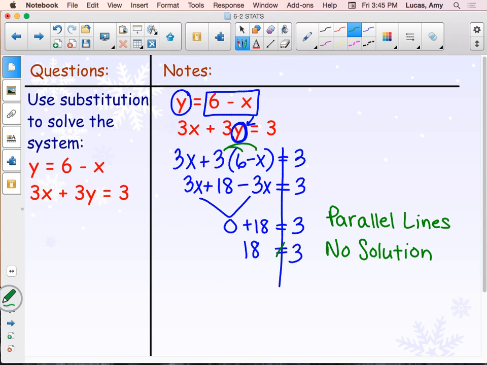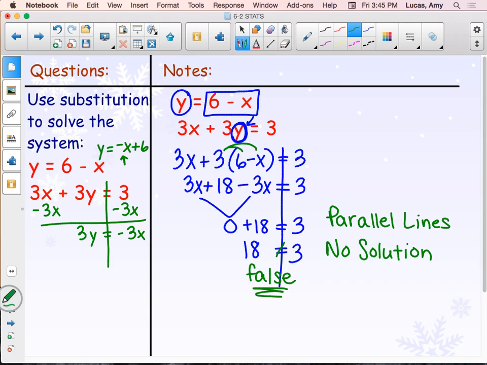So if what's left, my variables have canceled out, and 18 does not equal 3, that is completely false. That signals to me that there's no solution. You could go back to the original equation. The first one I could rewrite as y equals negative x plus 6. So the slope is negative 1. If I solve the other one, you'll see that the slope is the same. This slope is also negative 1. So y equals negative 1x plus 1.